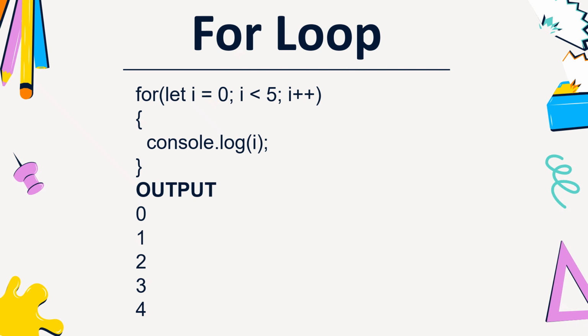Inside this block, we have the print statement console.log of i, which prints the value of i one by one as long as the condition is true. What is the output we will get? The starting value is 0, and up to less than 5 the value gets incremented and will be printed: 0, 1, 2, 3 and 4.